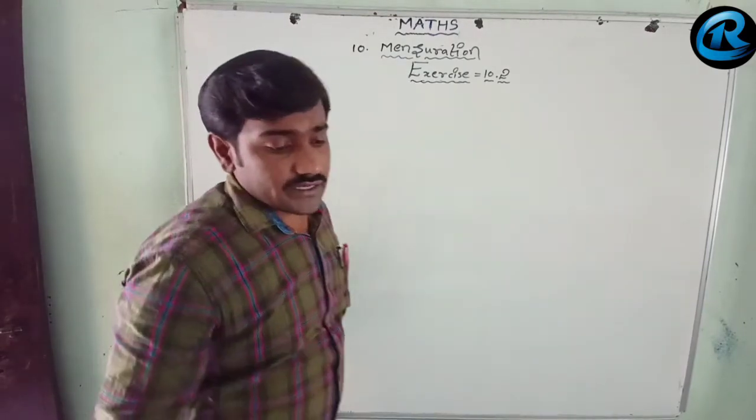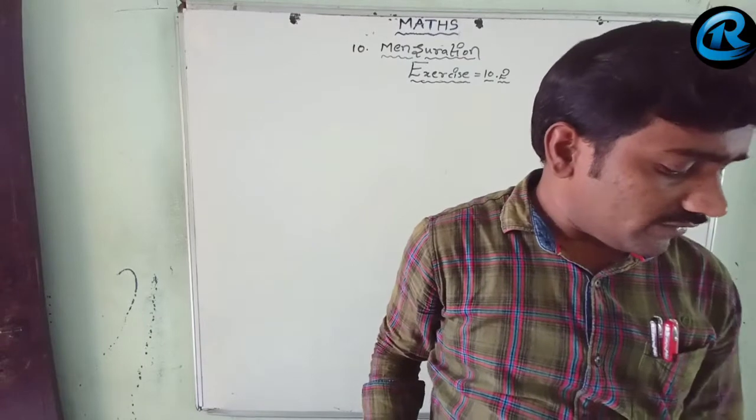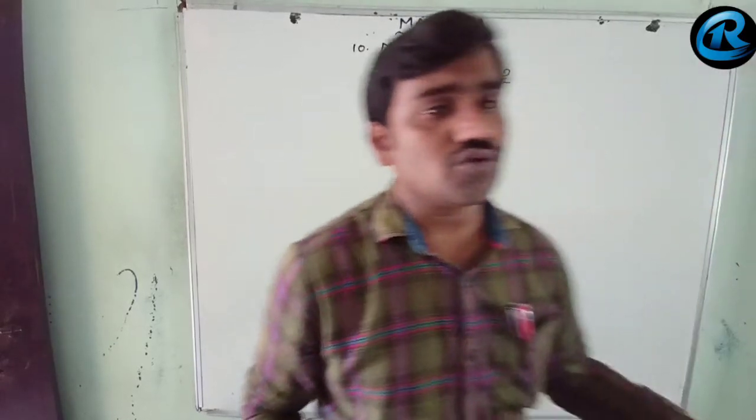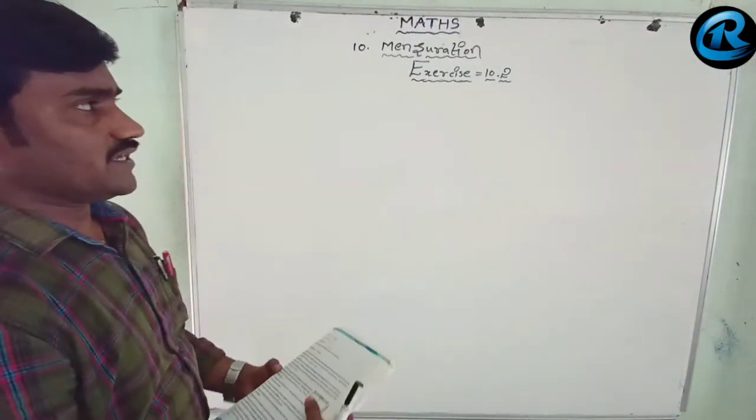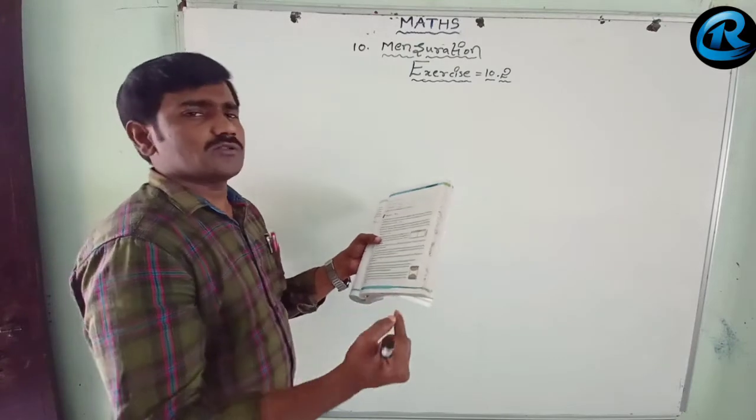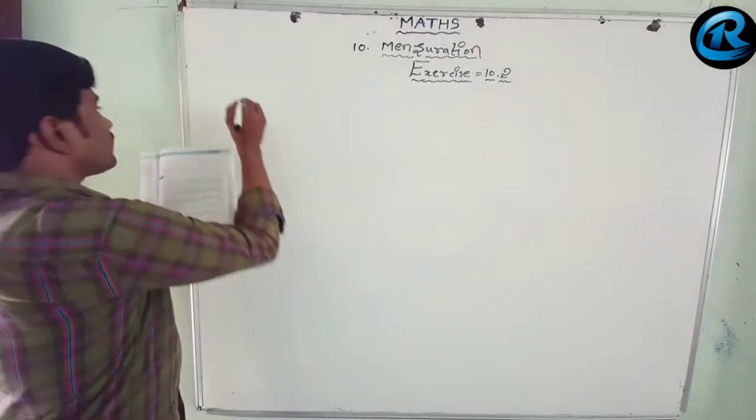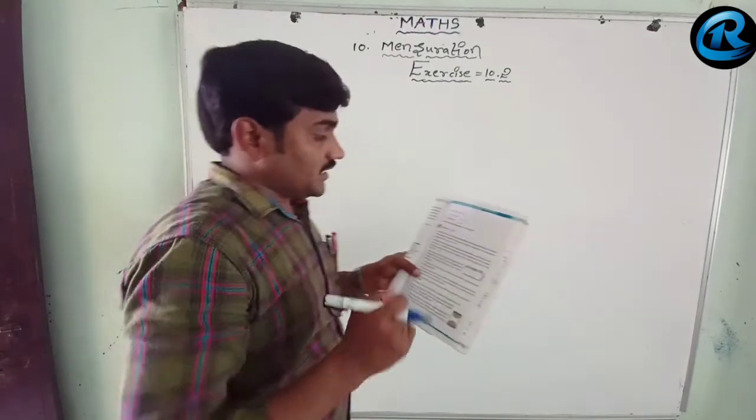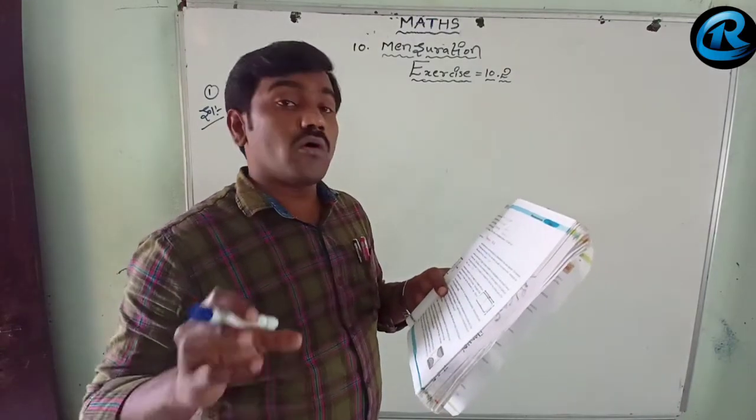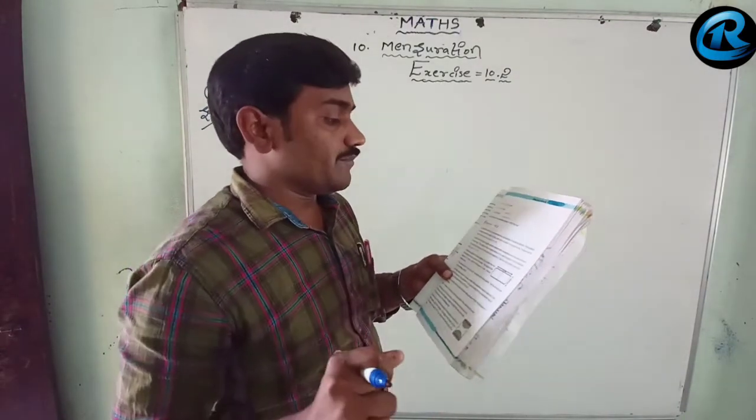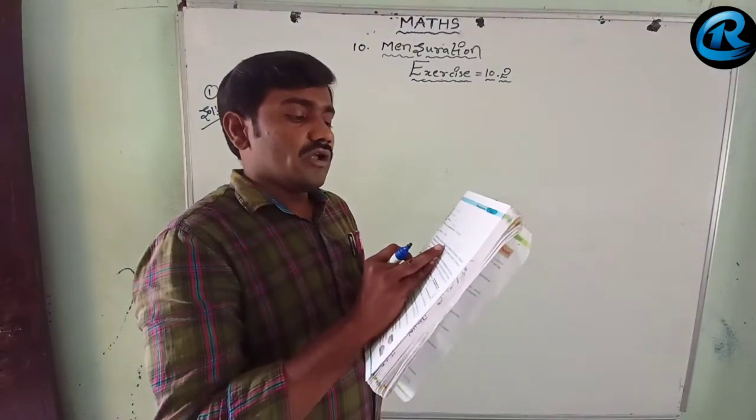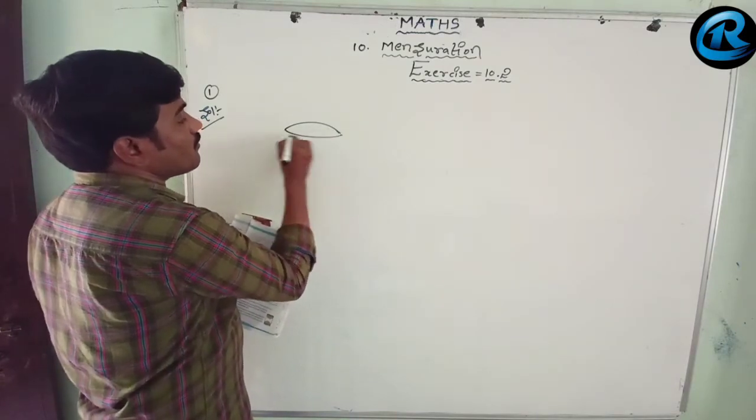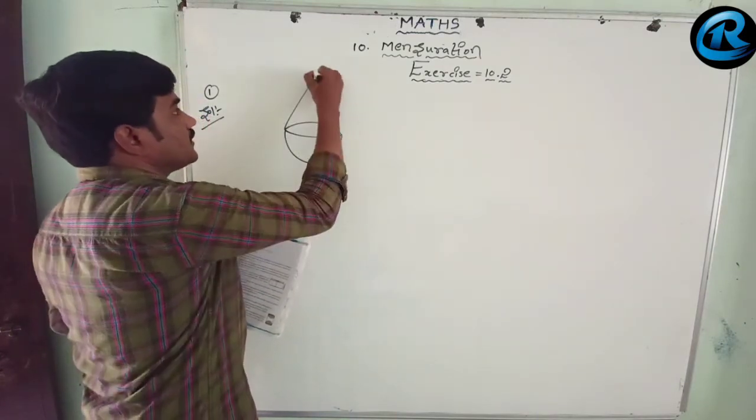And we'll see here in the 10.2 exercise, we have overall 8 questions. Let us solve these 8 out of 8 questions. You may get an idea of how to solve the problems of total surface area. Not only on total surface area, there are 1 or 2 problems based on volumes. We'll also solve that. Question number 1 in exercise 10.2: a toy is in the form of a cone mounted on a hemisphere. So there is one cone mounted on a hemisphere.